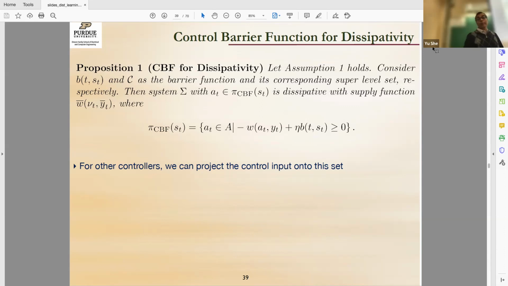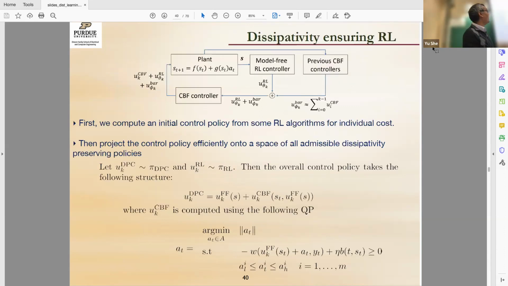Right? If my RL is designing this, then I can have something like this. So forget about the previous CDF controller, just for some details. Think about an RL controller. It gives me some control input. What I would do is generate this set and project my input to that set.